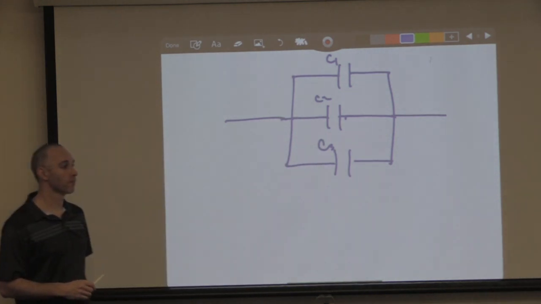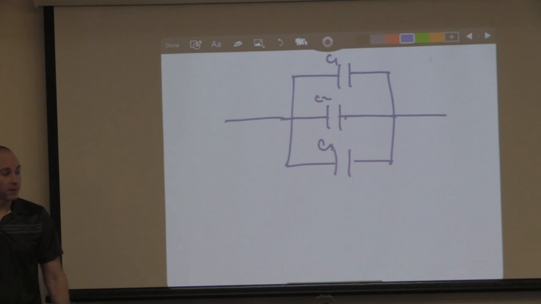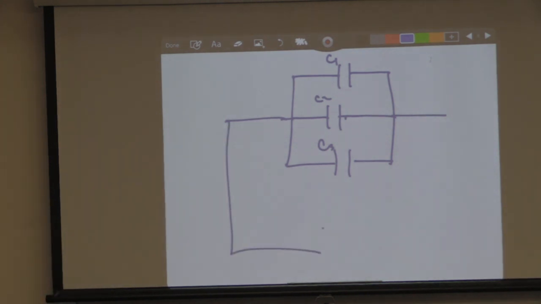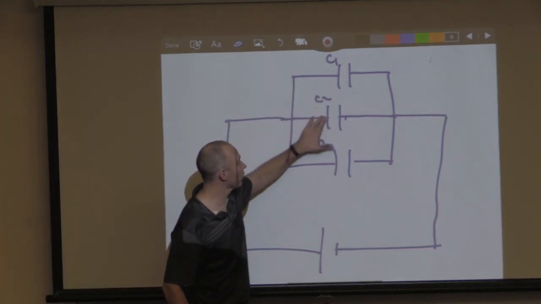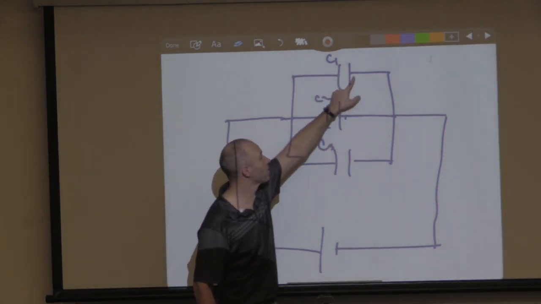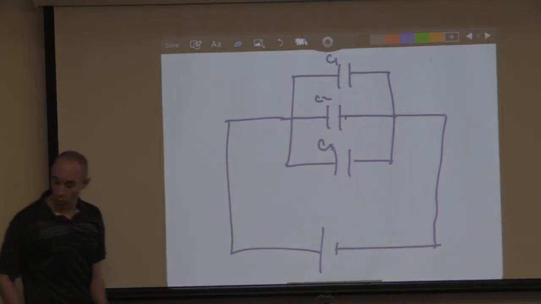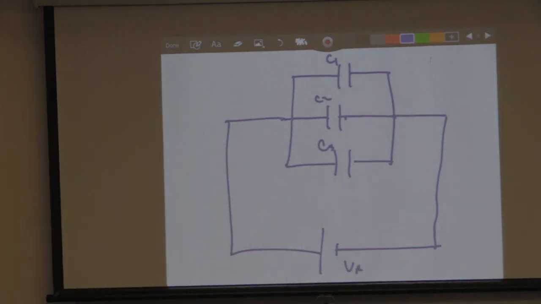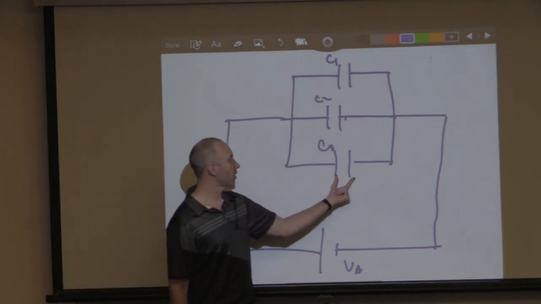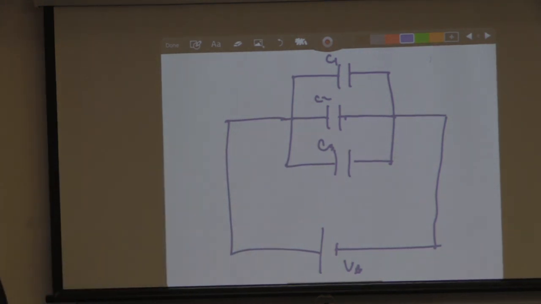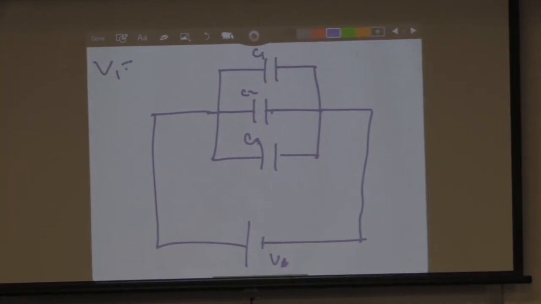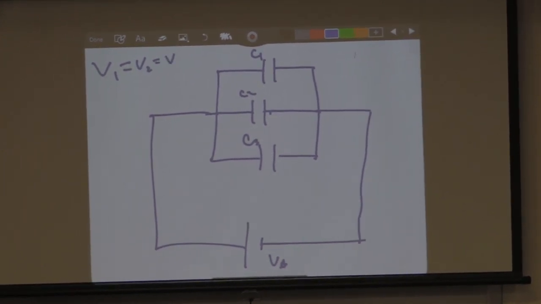Do you charge at 1/3 the rate, or do you charge at the same speed? They charge at the same speed because when I connect it to a battery, they are all connected to the battery. The positive terminal is connected to all 3 of these sides, and the negative terminal is connected to all 3 of these sides. So VB, in this case, is going to equal the voltage across C1, the voltage across C2, and the voltage across C3. So V1 is going to equal V2, is going to equal V3.